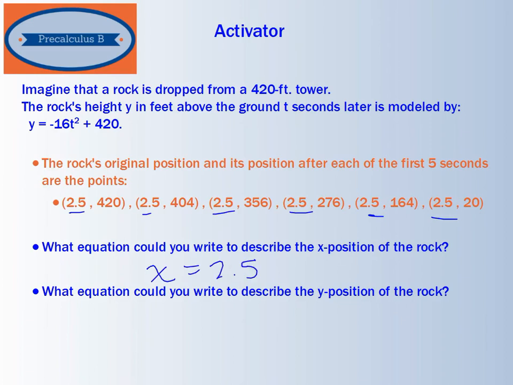Well, what about y? Y's initial height was 420. That's where that 420 comes from. So maybe y equals 420 minus, right? Oh, look, that's 16t squared. We already have that based on time, right? The y isn't going to be based on the x in this occurrence. Y is based on time, minus 16 times time squared. All right, that's what that equation comes from. So we would have an equation for the y, and we could have an equation for the x.